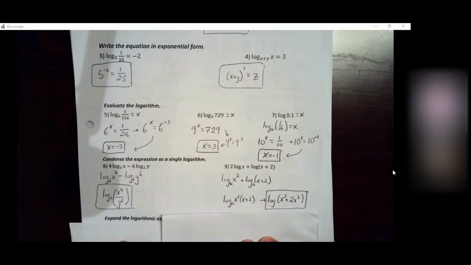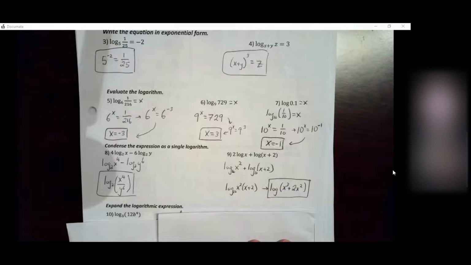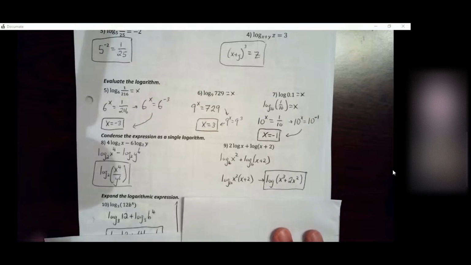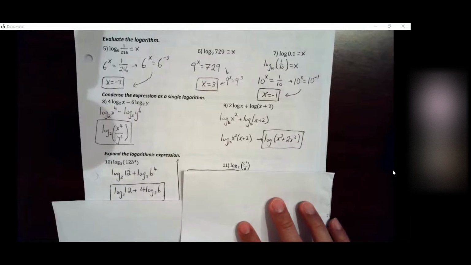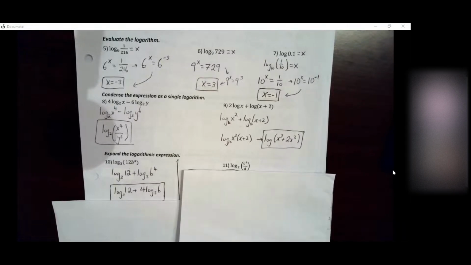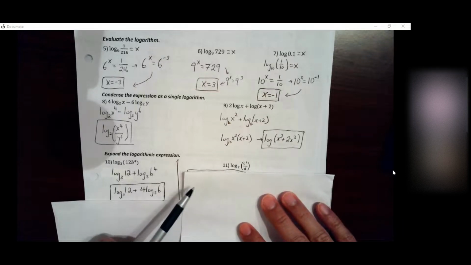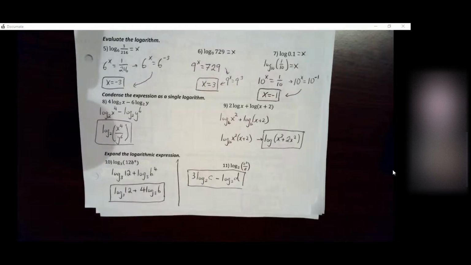Expand. Okay. This is log base 3 of 12 plus log base 3 of b to the 4th. And then log base 3 of 12 plus 4 log base 3 of b. Yeah. Okay. Log base 2 of c to the 3rd over d. 3 log base 2 of c minus log base 2 of d. Good.